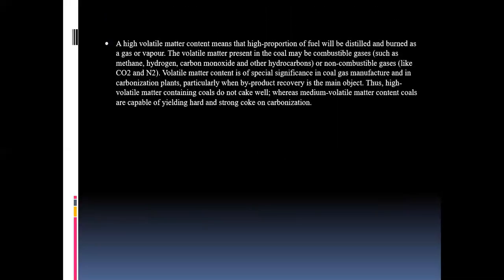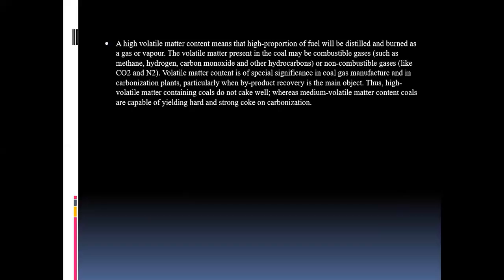Next, we have calculated the ash content also. Coming to the same point, it is explained here also. A high volatile matter content means a high proportion of the fuel will be distilled and burned as a gas or vapor. Volatile matter is nothing but the matter that is easily evaporated, that easily converts into vapor form.